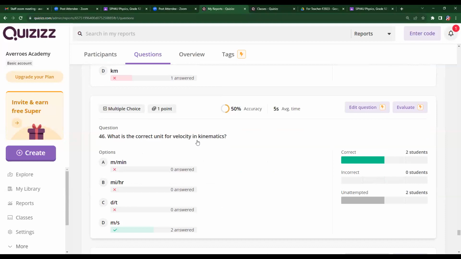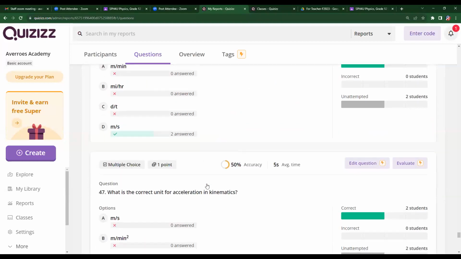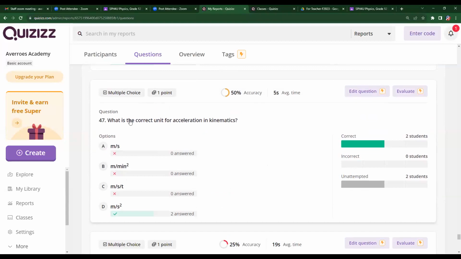Unit for velocity in kinematics, so distance over time. So distance we measure in meters in SI units, time in seconds, so meter per second. So both girls were correct. Acceleration is how fast speed changes. Yeah, so meter per second over second gives you meter per second squared.